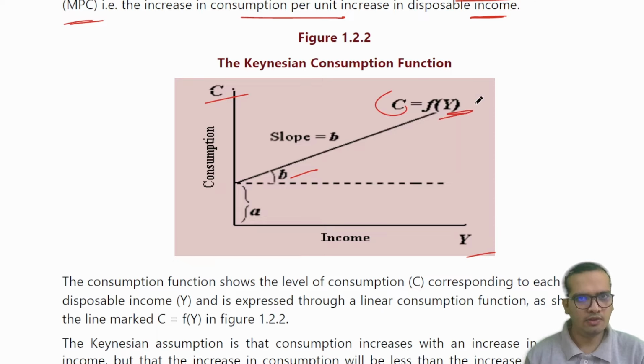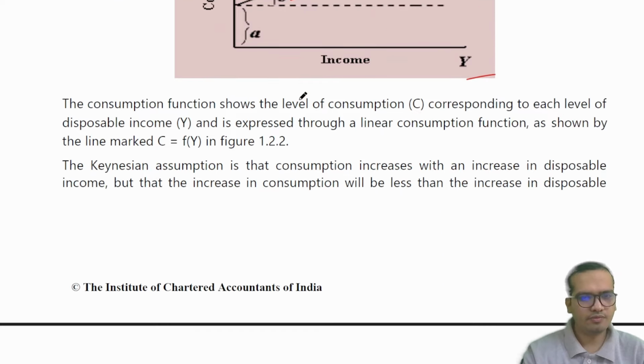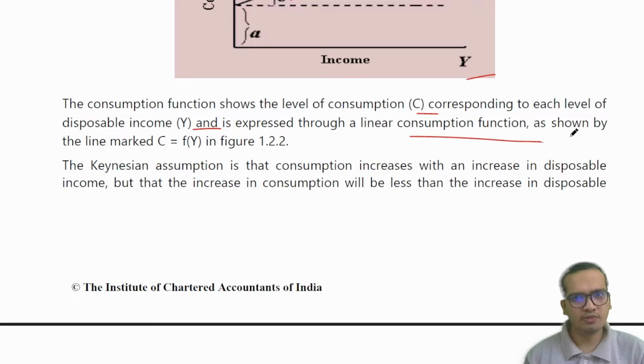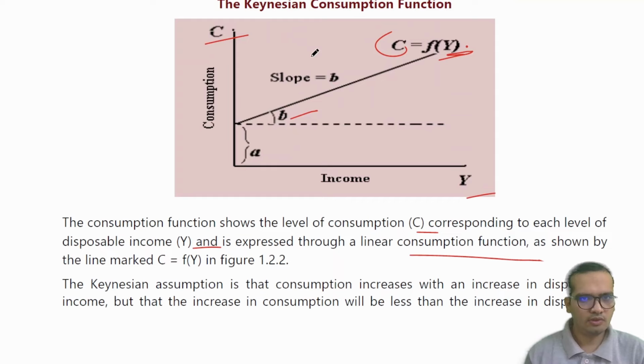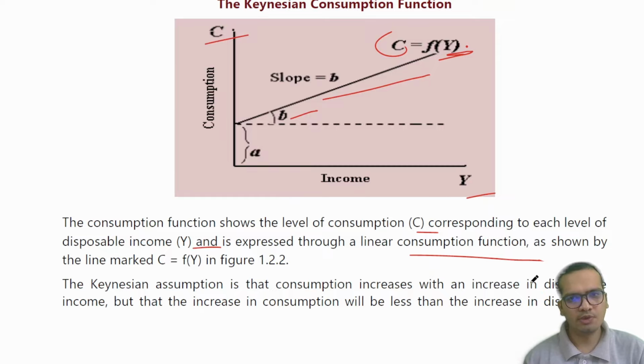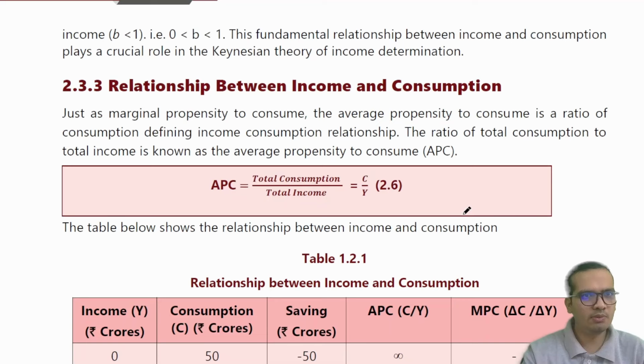is equal to function f of Y. The consumption function shows the level of consumption C corresponding to each level of disposable income Y, and is expressed as a linear consumption function shown in the line marked C in the figure. The Keynesian assumption is that consumption increases with the increase in disposable income, but the increase in consumption will be less than the increase in disposable income, that is B will be less than 1, that is B will be in between 0 to 1.